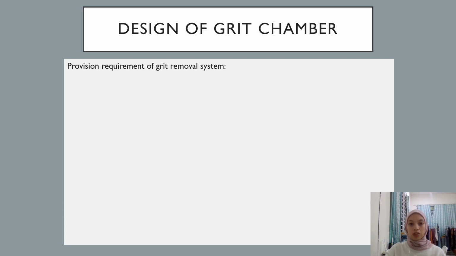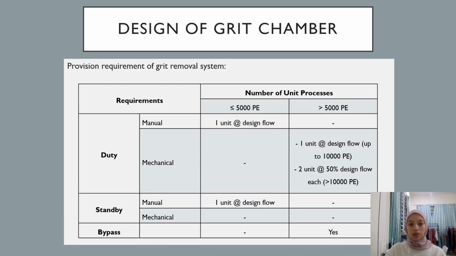Today I would like to present our group project for the design of the grit chamber. This is the provision requirement of the grit removal system, which is the requirement divided by 3, which is duty, standby and bypass, and the number of unit process, which is below 5,000 PE or more than 5,000 PE.